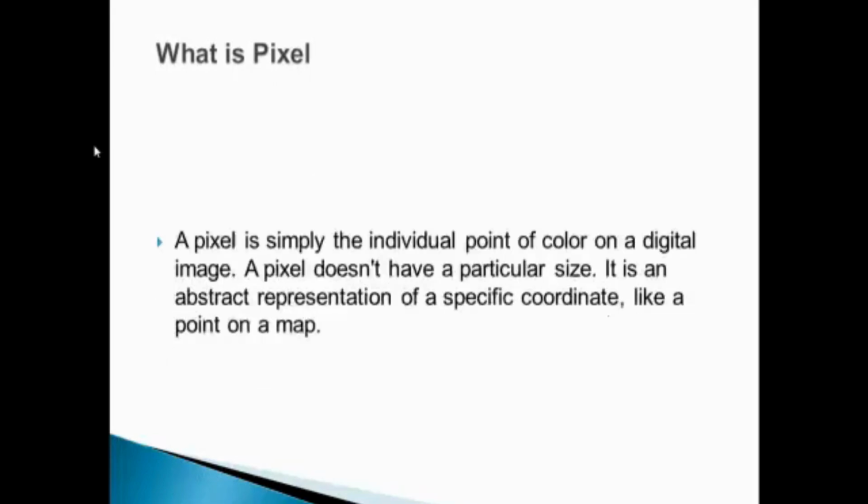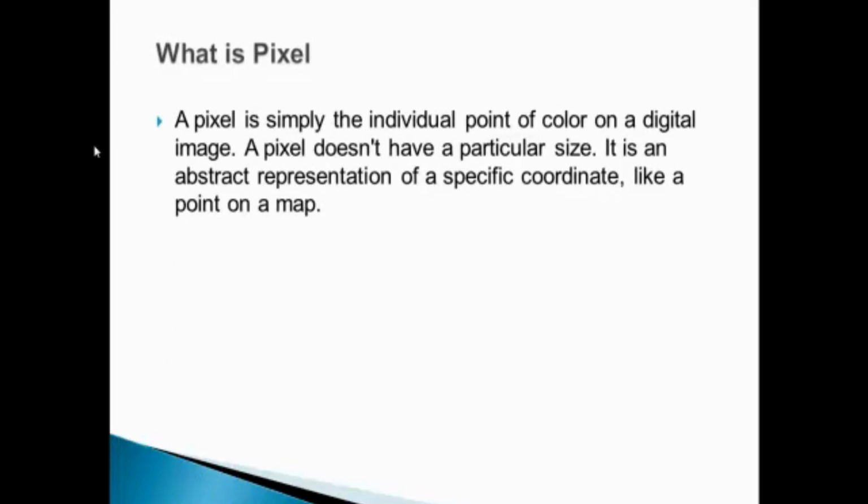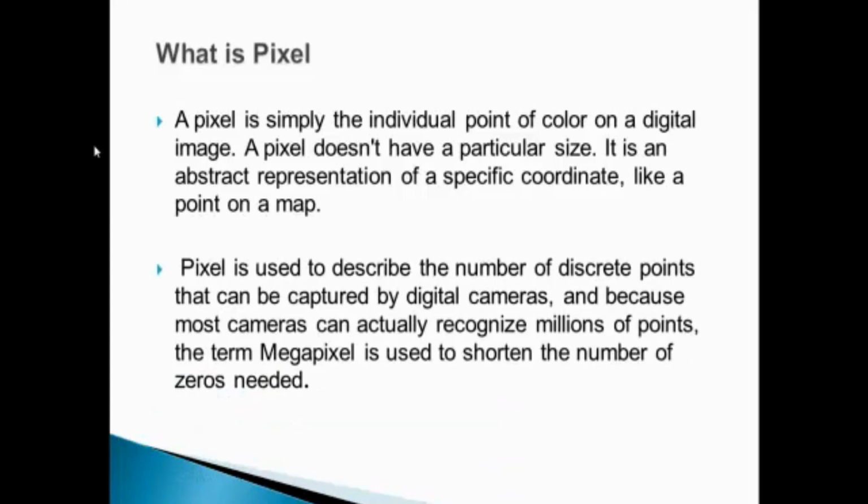What is a pixel? A pixel is simply an individual point of color on a digital image. A pixel does not have a particular size. It is an abstract representation of a specific coordinate, like a point on a map. Pixel is used to describe the number of discrete points that can be captured by a digital camera, and because most cameras can recognize millions of points, the term megapixel is used to shorten the number of zeros needed.